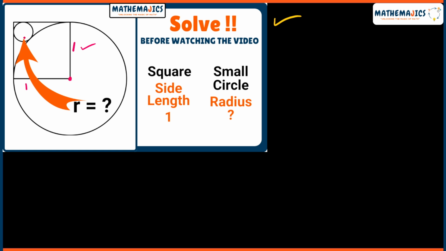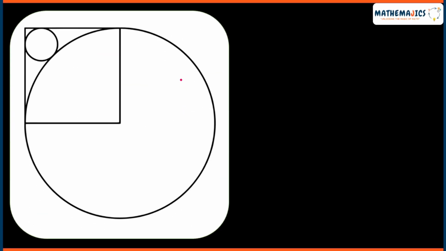Now, we need to find the radius for this small circle. We are assuming the radius of the small circle as r, small r. So, let's see how we can find the value of r. To make it easy, I have magnified the image and we will be doing some construction work to solve this question. So let's first construct a diagonal of this square.